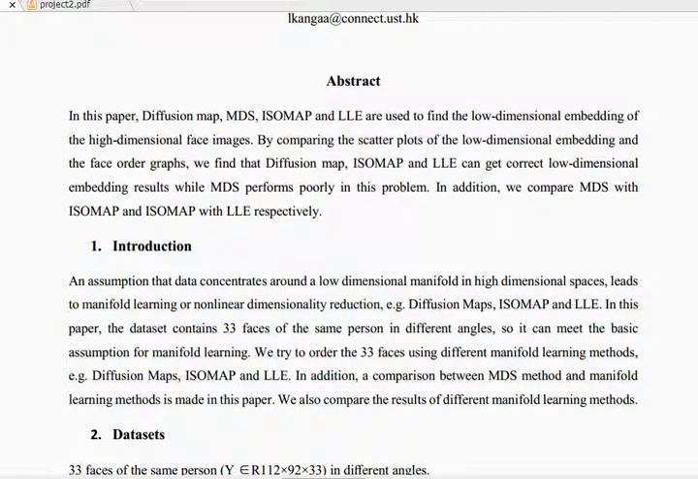In addition, we compare the MDS with ISO map, and also we compare the ISO map with LLE respectively.